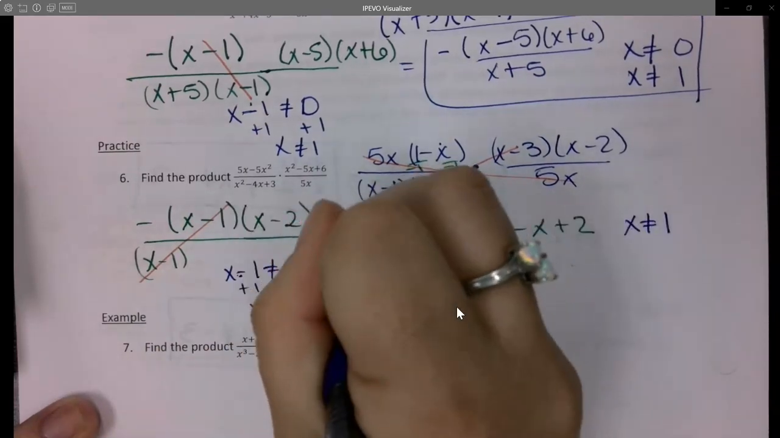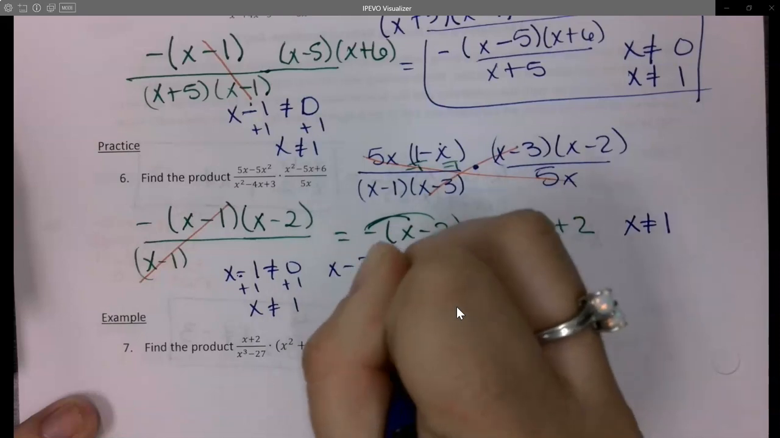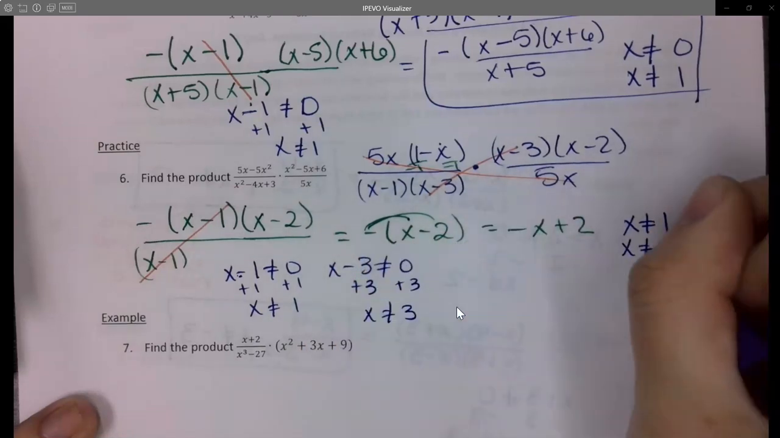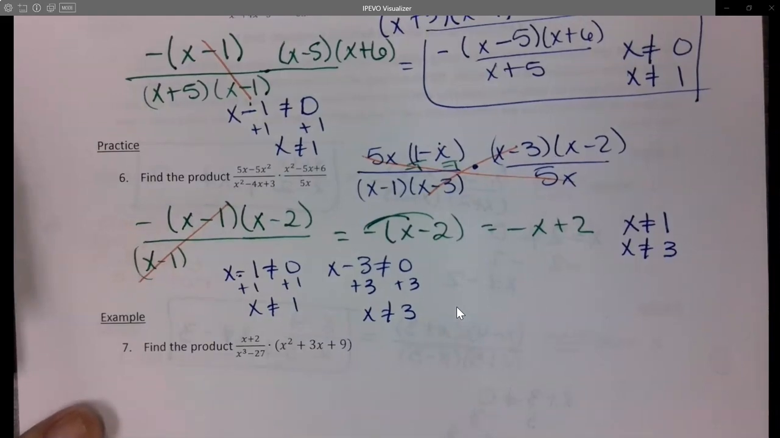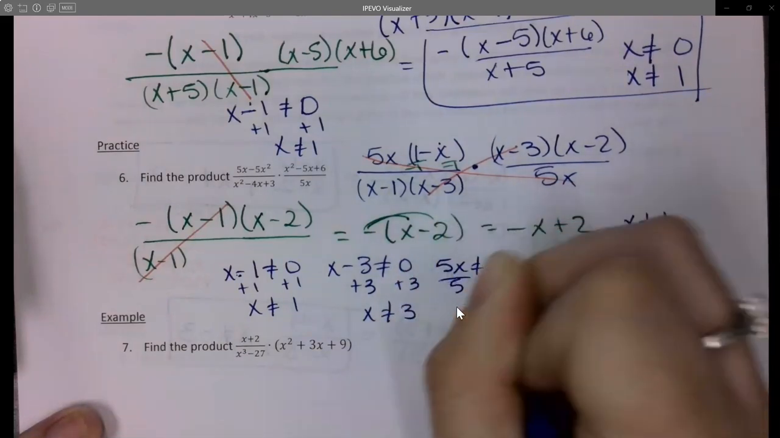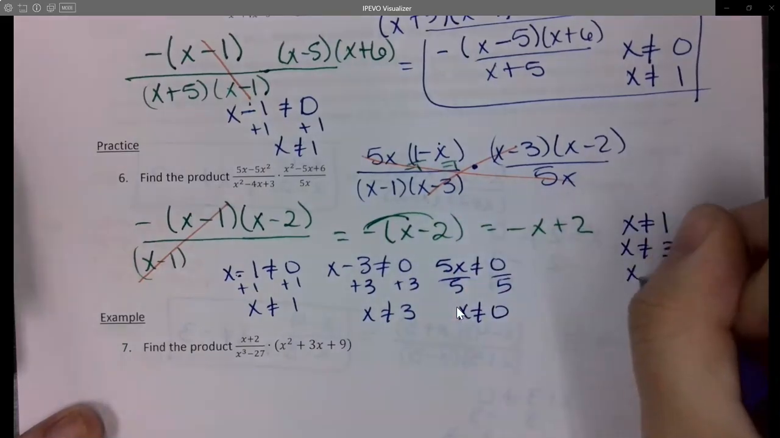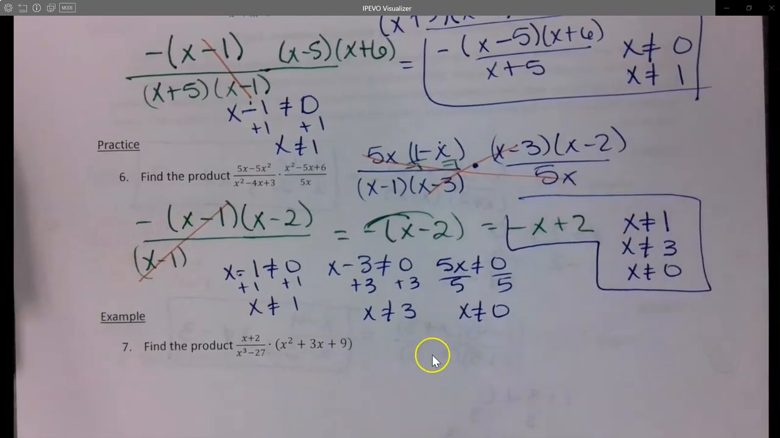Then I do the same thing for x minus 3. Add 3 to both sides. X can't equal 3. Then I want to do the same thing for 5x. Divide both sides by 5. X can't equal 0. Questions here on number 6.